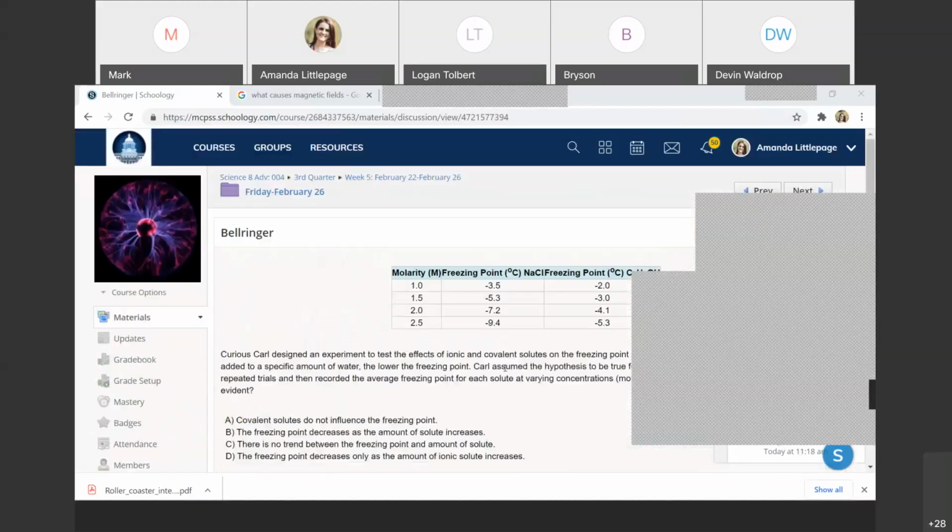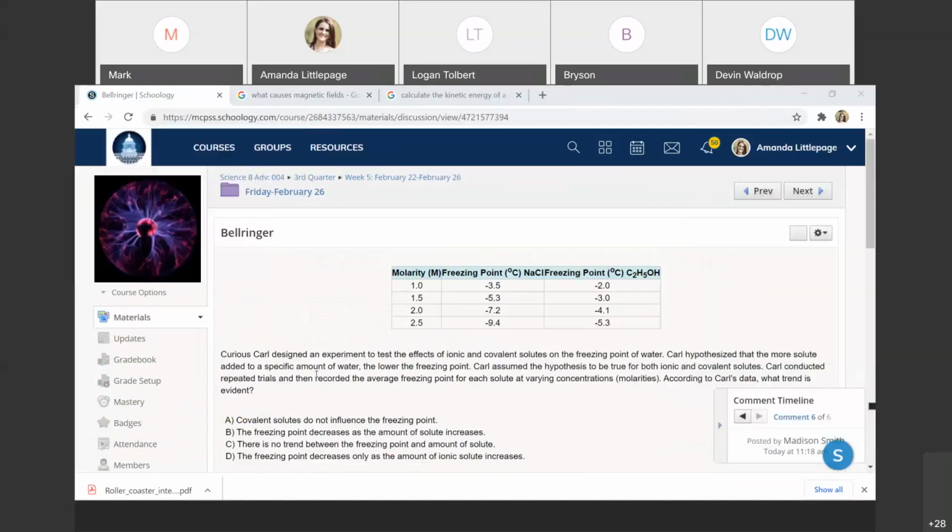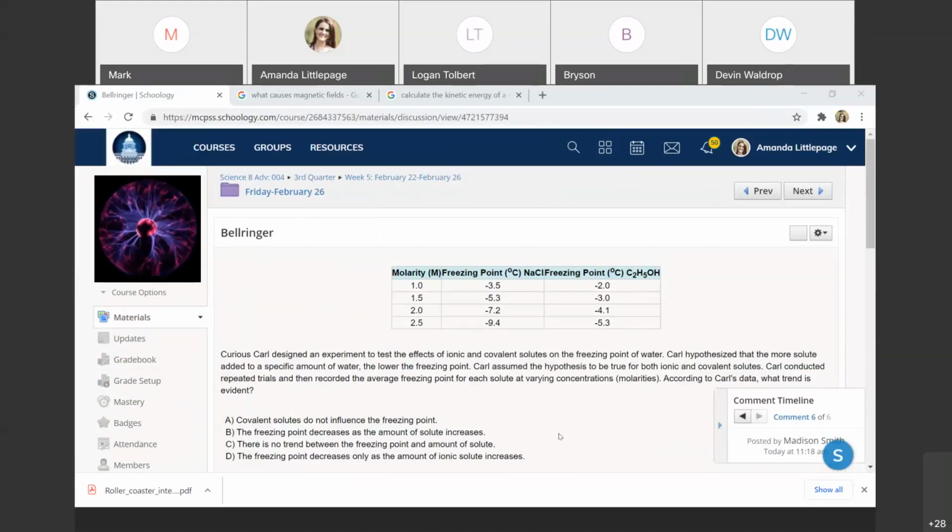And let's see what you guys came up with. So this is a USA test prep question, so kind of ACT practice. It tells us that Curious Carl designed an experiment to test the effects of ionic and covalent solutes on the freezing point of water. He hypothesized that the more solute added to a specific amount of water, the lower the freezing point. Carl assumed the hypothesis to be true for both ionic and covalent solutes. Carl conducted repeated trials and then recorded the average freezing point for each solute at varying concentrations known as molarities. According to Carl's data, what trend is evident?